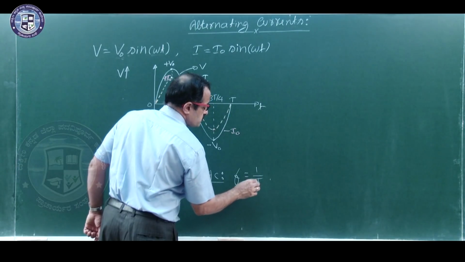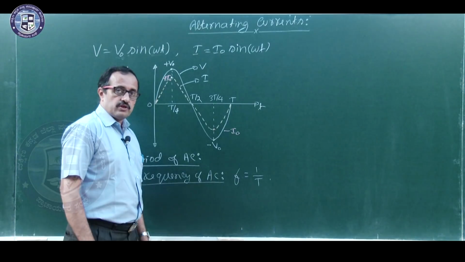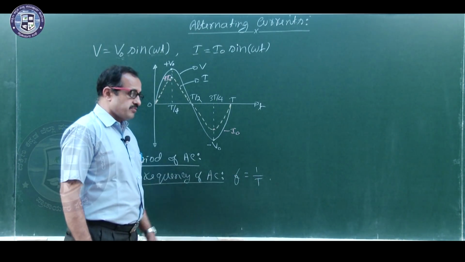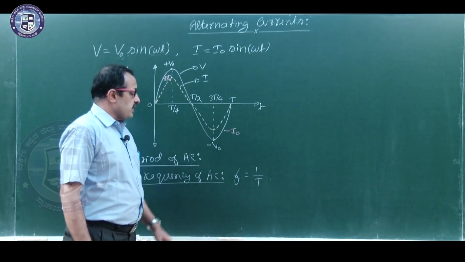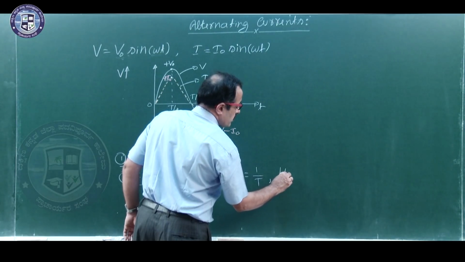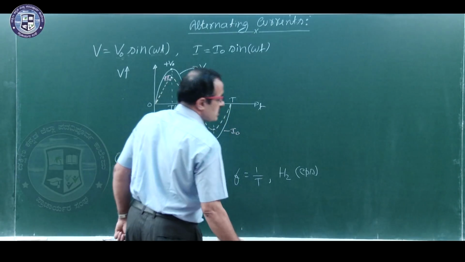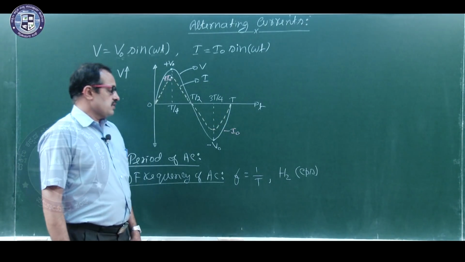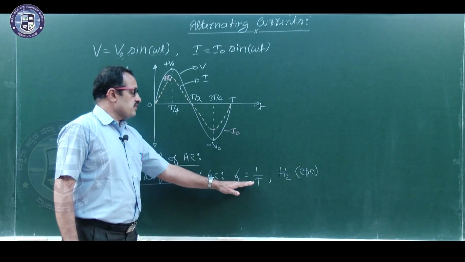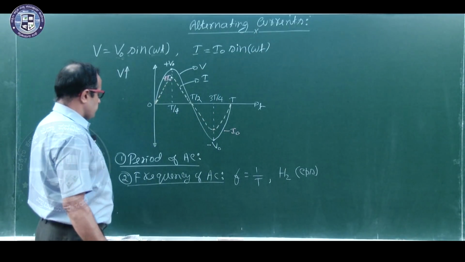This is already known. I am not going to explain it again and again. Even in first PU, you have got this relation. Frequency of SHM is equal to 1 by T, where T is the time period. And frequency is always expressed in hertz. Its SI unit is hertz, which is also known as CPS, cycles per second. And time period is in seconds.